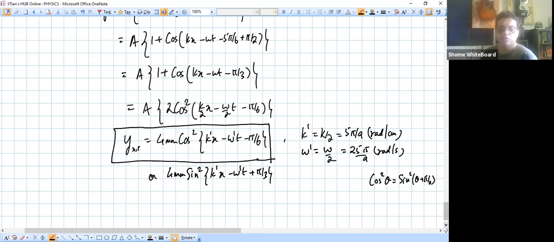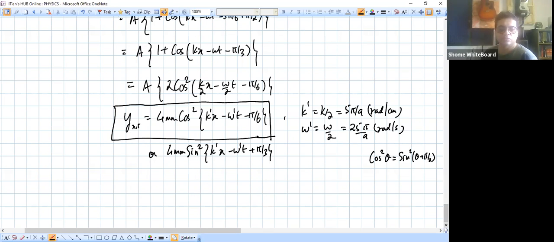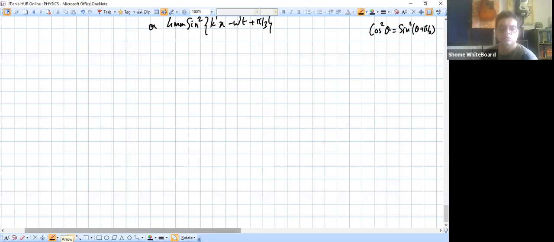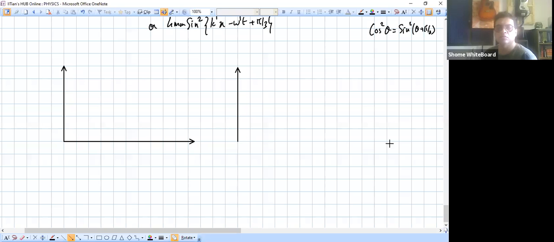Now we could have also done this directly from the graph. So what we would have done is we would have compared our given graph to a standard sine square graph. So a standard sine square graph like this.